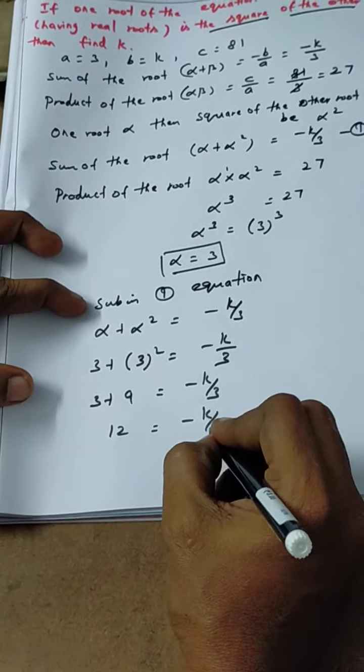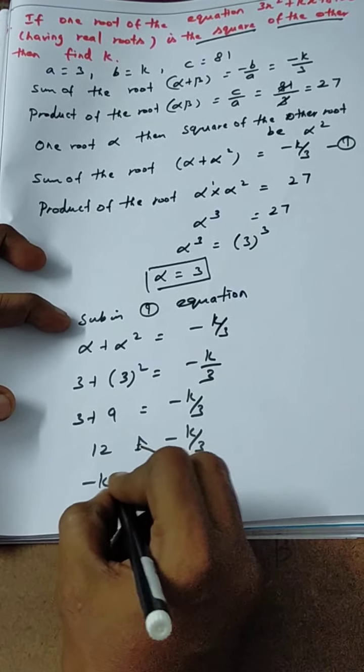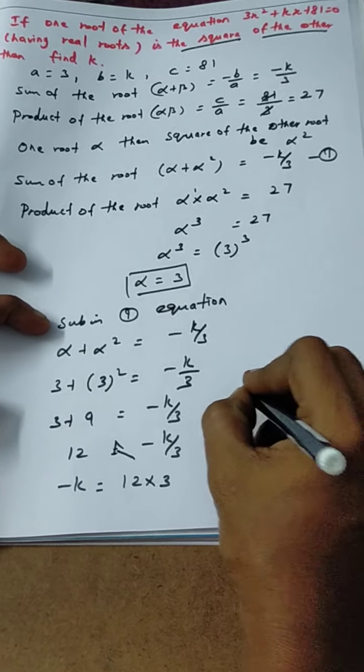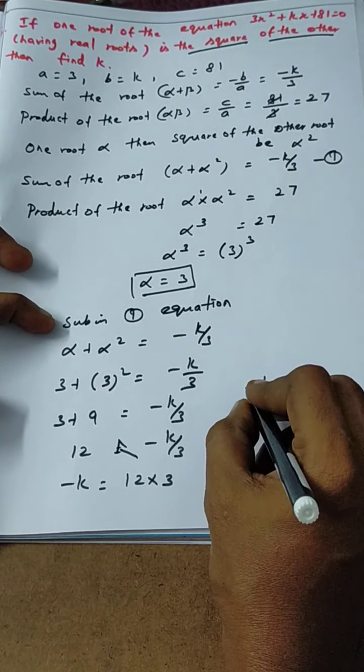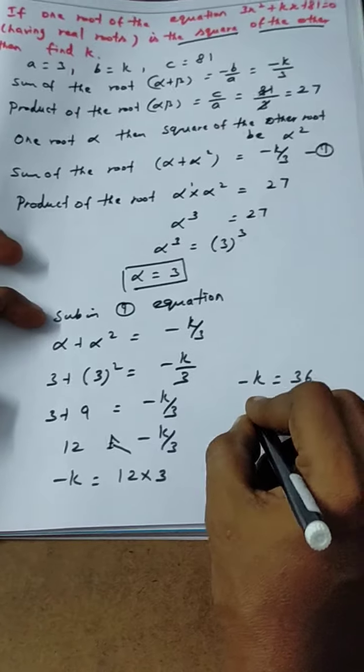Next, the dividing term goes from the left hand side to the right hand side and multiplies. So minus k equal to 12 into 3. Multiplying, minus k equal to 12 threes are 36. The minus sign goes to the right hand side. So k equal to minus 36.